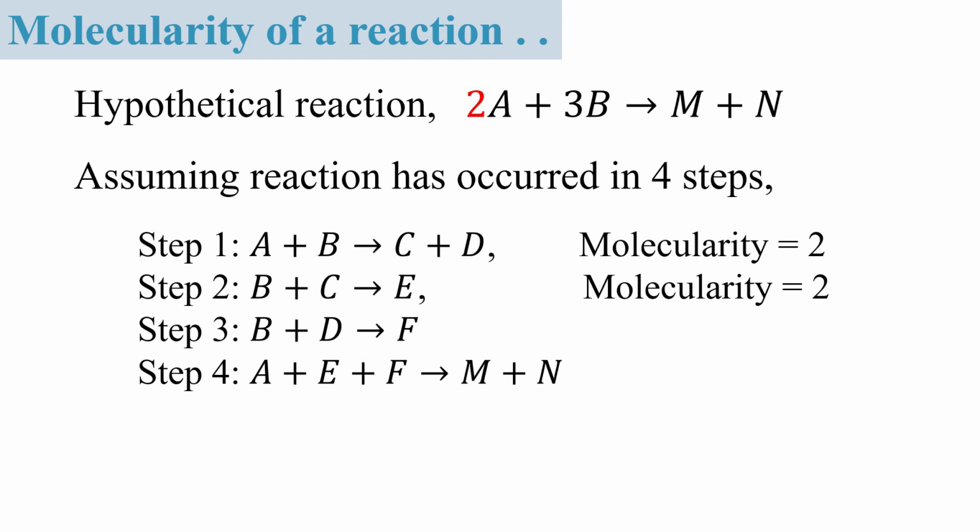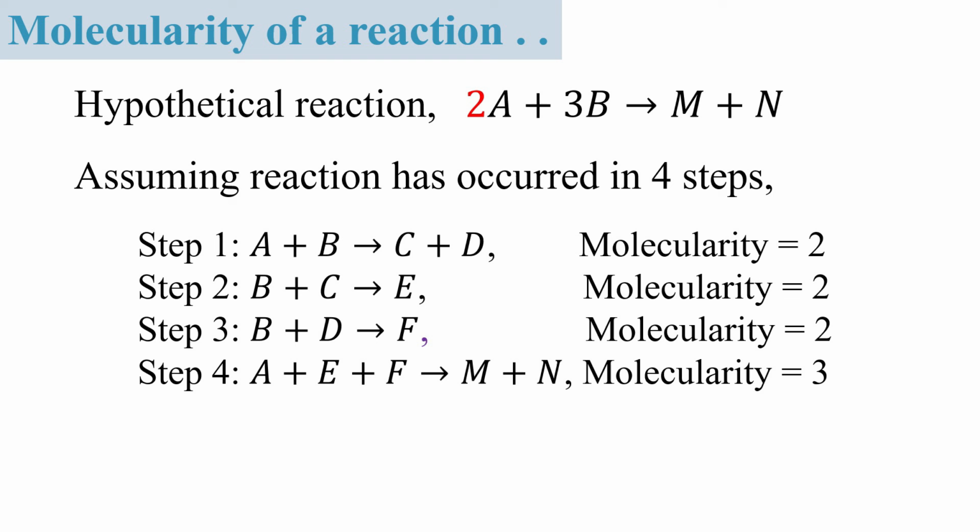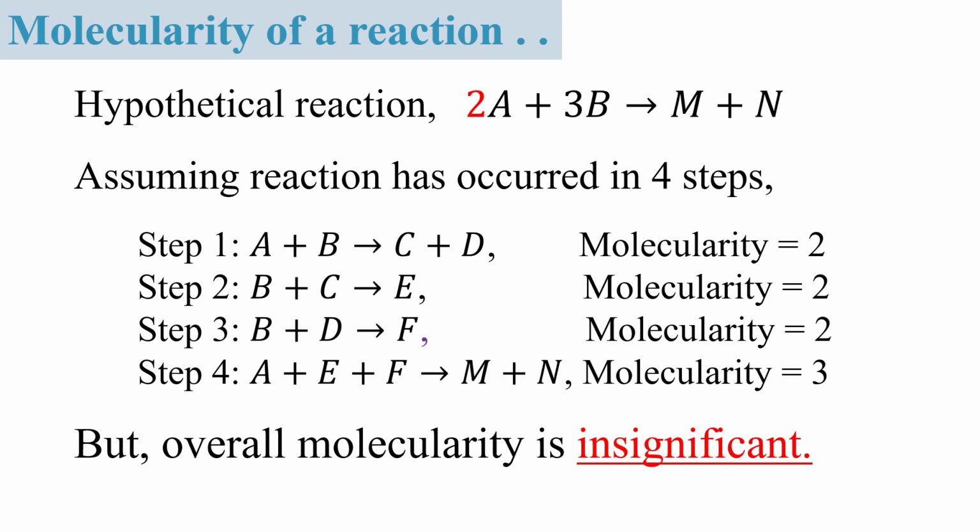In the third step, B reacts with D to form F. So in this step, the molecularity is also 2. In the final step, A, E and F simultaneously react to form M and N. Here the number of reacting molecules simultaneously involved is 3. So the molecularity of the reaction is 3. So here we can easily state the molecularity of the reaction in each step. But for the overall reaction, we never state an overall molecularity. So the term overall molecularity is completely meaningless.